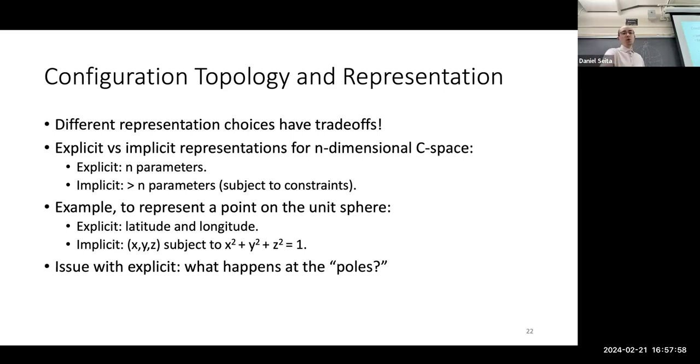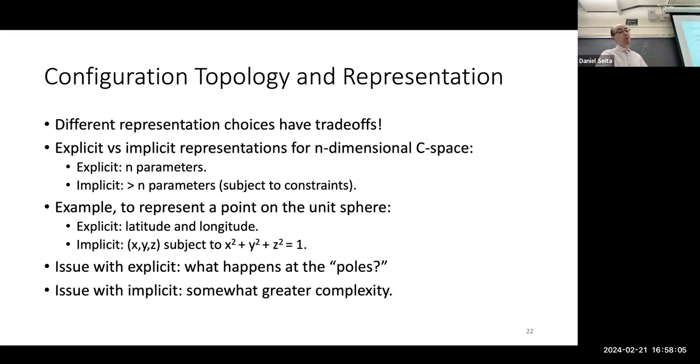So the issue with the explicit representation is, what happens at the pole? And the issue with the implicit representation is that you have to specify more numbers. Personally, most people, when they talk about position, usually use an implicit representation. You can use an explicit one. I think using an explicit representation is good if you expect that your robots are not going to be near the singularity. That could be one good reason to use the explicit representation.